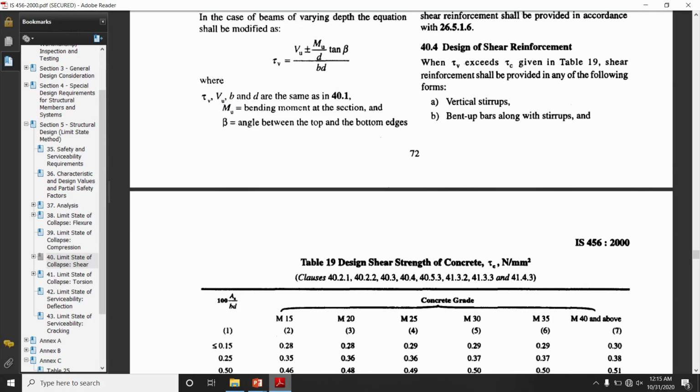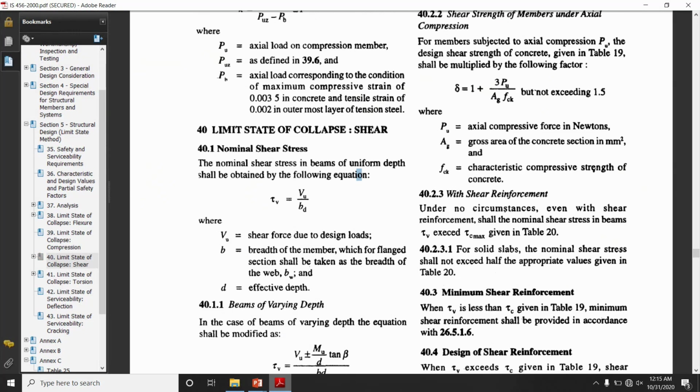So let me show you. Here you can see IS 456 2000, limit state of collapse shear. Nominal shear stress tau v is equal to Vu by bd. V is the shear force due to design loads, b is the breadth, d is the effective depth. This is for uniform depth.